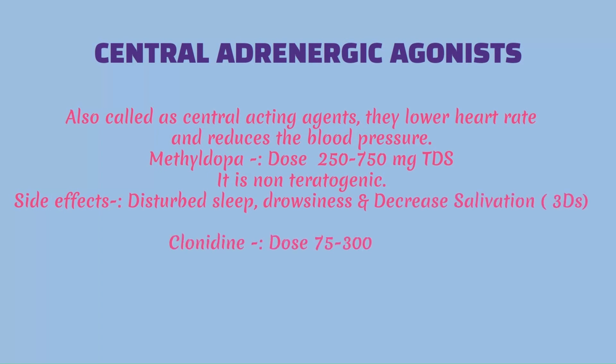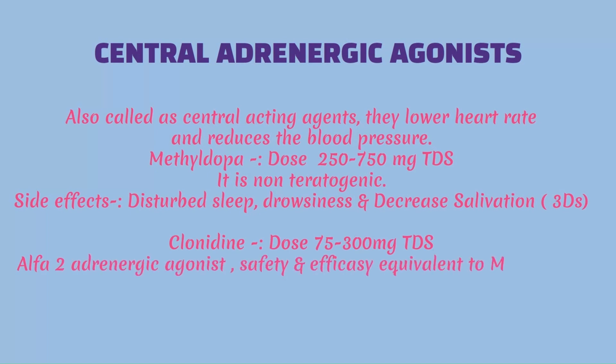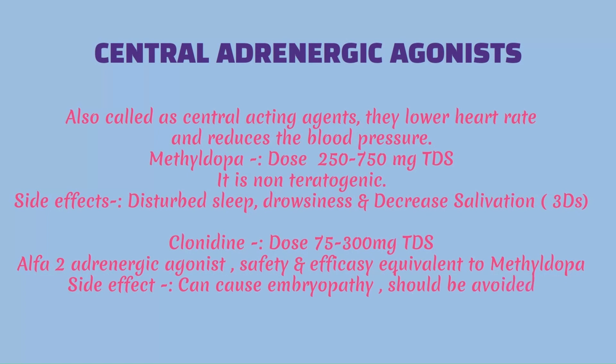Clonidine. Dose 75 to 300 mcg TDS, an alpha-2 adrenergic agonist. Safety and efficacy equivalent to methyldopa. Side effect: can cause embryopathy, should be avoided in early trimester.